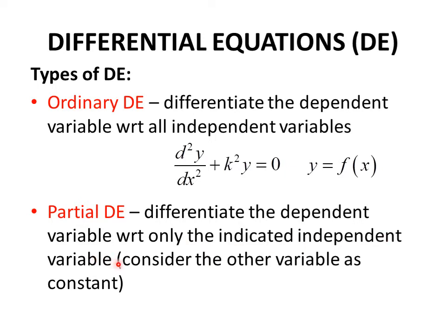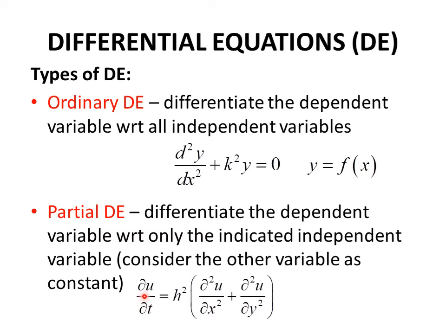In other words, in any instance of differentiation or derivative, we have to consider the other variable or variables as constant. By the way, the notation for ordinary derivative uses d. So we have d squared y over dx squared. For partial derivative, the notation uses the lowercase delta. So we have here delta u over delta t.